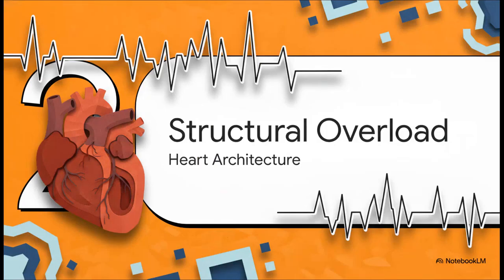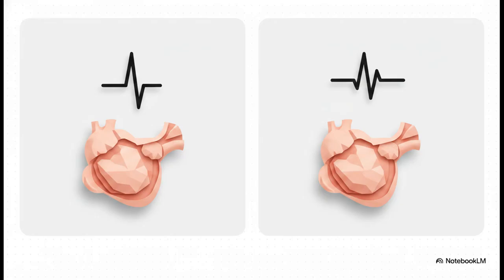Moving right along to Section 2, structural overload and the architecture of the heart. Let's shift our focus up to the atria for a second. Depending on which upper chamber is struggling, the P wave completely changes its shape. If the right atrium is overloaded, that P wave spikes sharply upward into a peak, usually at least 2.5 millimeters high. We call this P pulmonale.